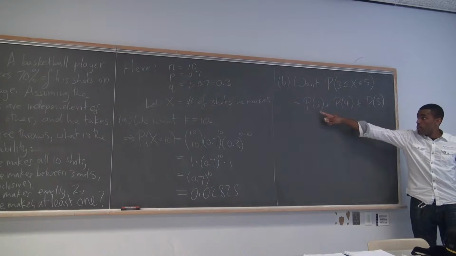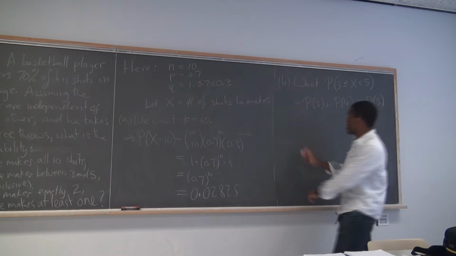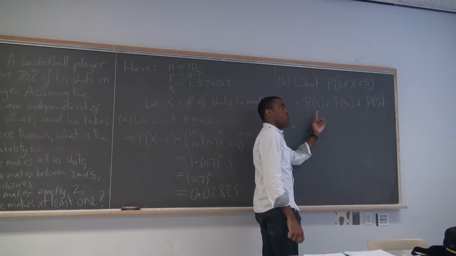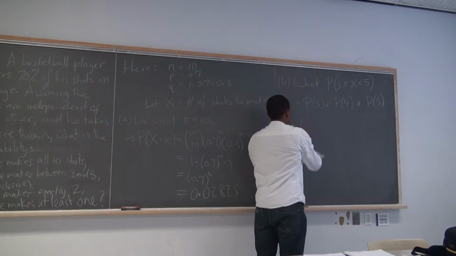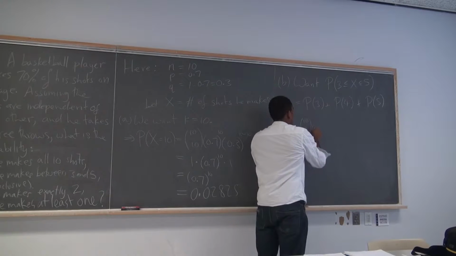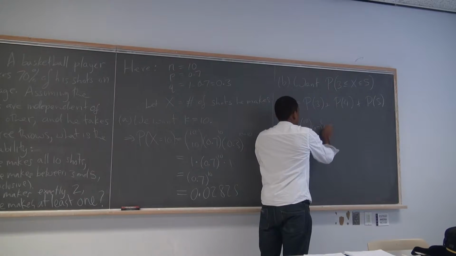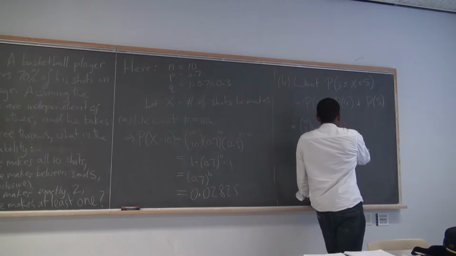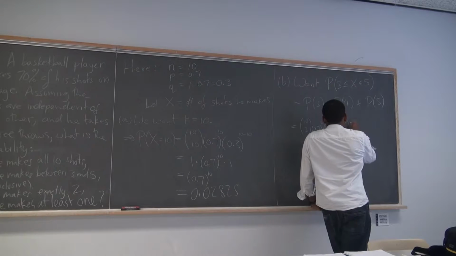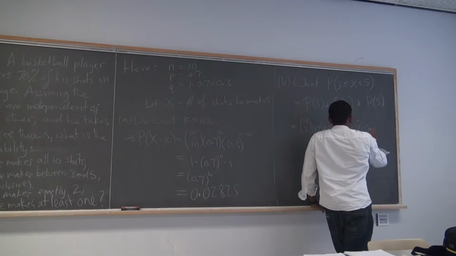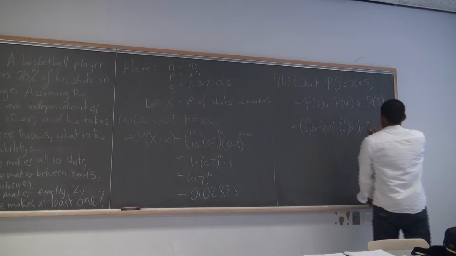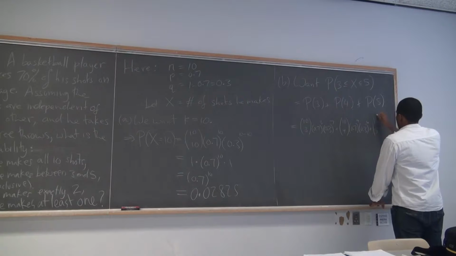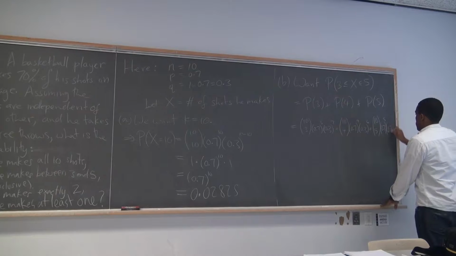And so what we have now is we have formulas for each of these. So this is the probability that he makes 3 or 4 or 5. This guy would be 10 choose 3, 0.7 to the 3, 0.3 to the 7. By applying that formula, we have 4. This would be 10 choose 4, 0.7 to the 4, 0.3 to the 6, or 10 choose 5, 0.7 to the 5, 0.3 to the 5.